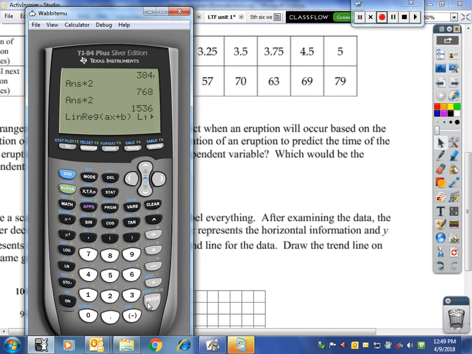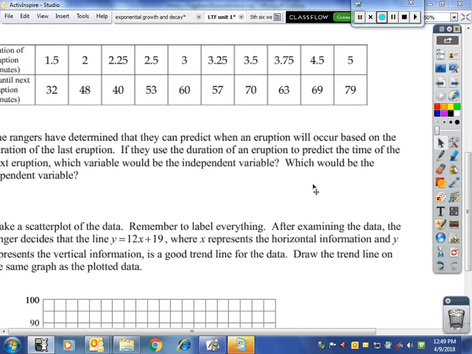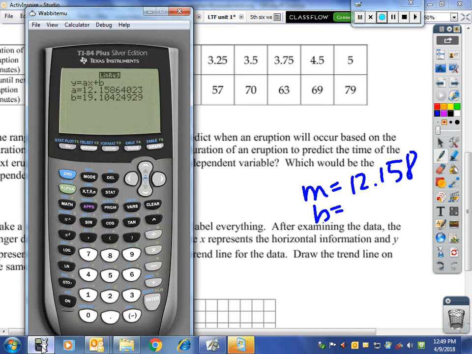It's just like finding the equation of a line. It's just not going to be a perfect line, because the dots were not in a perfect line. So look at the slope. It's not a nice whole number, neither is the y-intercept. At least give me 3 places behind the decimal. So I'm going to make a note to myself. The slope is 12.158. The slope was 12.158. And what was the y-intercept? 19.104.